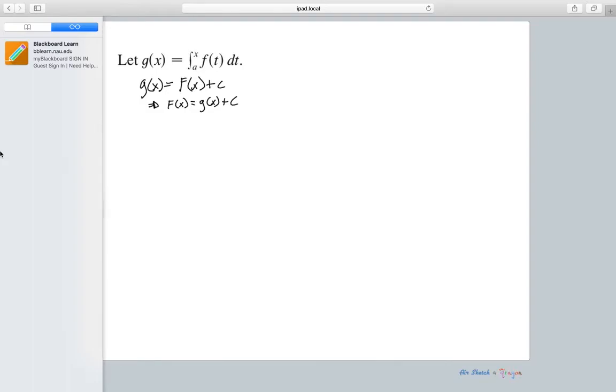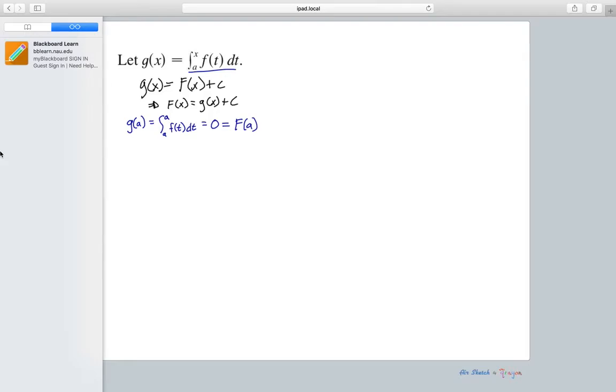what would g of a be defined as? Well, if I'm using the accumulation function definition, that's going to be the integral from a to, now I'm replacing my x with an a, so a to a of f of t dt. And we know from properties of integrals that when your upper and lower limits are the same, that's like trying to find the area under a single point, which is 0, right? Great. Well, this also equals capital F of A, right? Plus C.